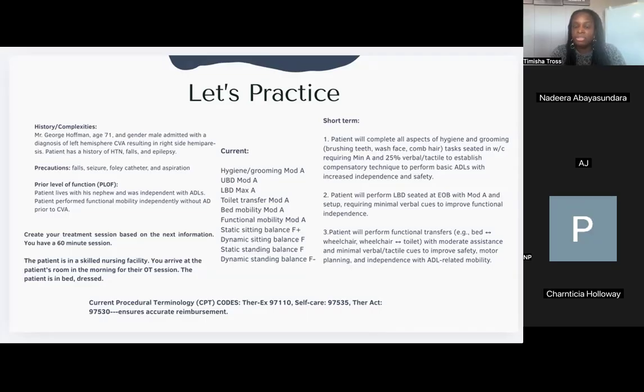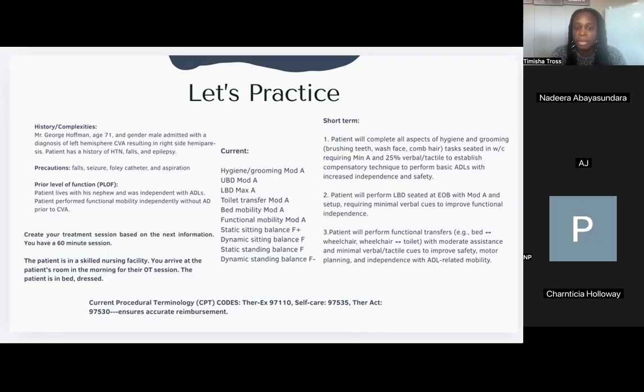And then the last short-term goal for this patient says patient will perform functional transfers, for example bed to wheelchair, wheelchair to toilet. Look at the key there, it says functional transfers, which means it's open for different kinds of transfers. With moderate assistance and minimal verbal/tactile cues to improve safety, motor planning, and independence with ADL related mobility. All right. So one thing to consider, we have our CPT codes there.